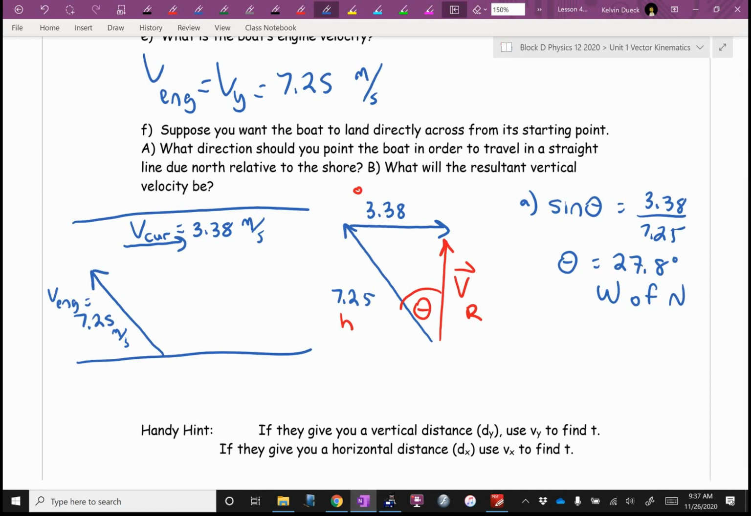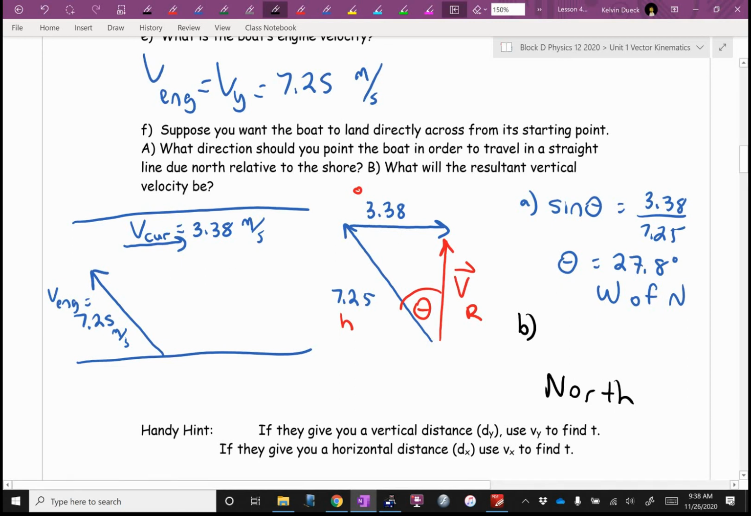Oh, B. What will the resultant vertical velocity be? The nice thing is I can already tell you the direction. North. Due north. How can I figure out how big that is? I would use Pythagoras. I could use SOHCAHTOA trig, but if I got this angle wrong, I'm getting this wrong. Of course, now, though, in Physics 11, we tried avoiding using an answer to find another answer. Physics 12, you're always going to be using an answer to find an answer to find an answer. So suck it up and you can do this.